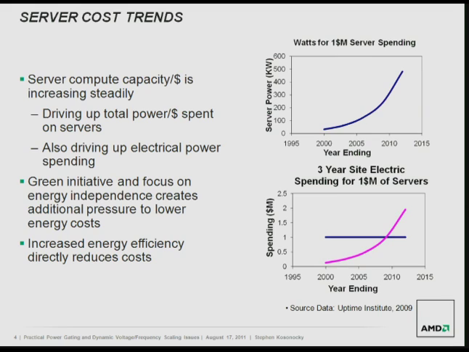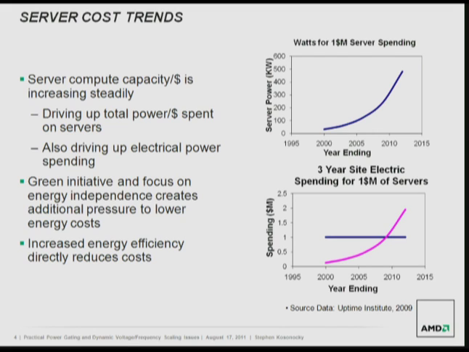If you look at the graph at the top here, the server power per $1 million worth of spending on servers is just going up and up each year, and we don't expect that to stop, especially with the increase of all the handheld mobile devices that require server capacity to make them really effective. Also driving up is the cost of electrical power. The price of oil is going up, and we're looking towards more green alternatives, which could be more expensive. So the cost to power the servers is going up each year.